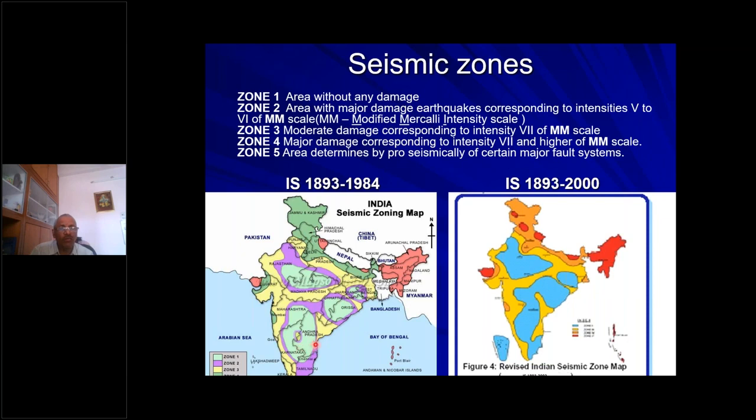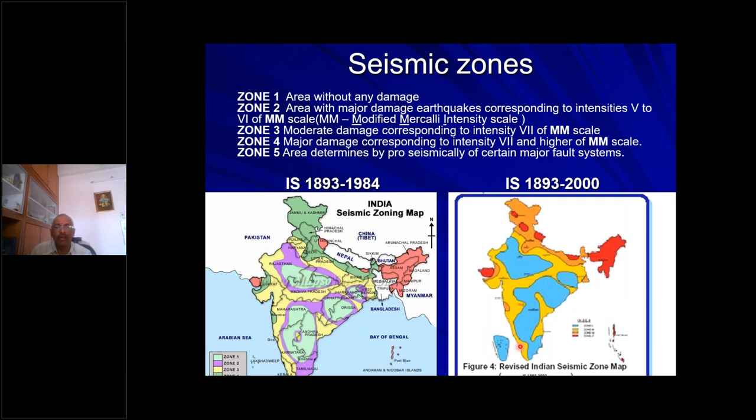Zone 1 is almost a stable zone, almost the Deccan Plateau region and this Madhya Pradesh region; these are the stable regions actually. But over a period of time, when they observed the frequent occurrence of earthquakes, they revised this particular zoning map. In 2000, they revised, and that same map continues even in 2016. In this, zone 1 is eliminated. Zone 1 is merged with zone 2 actually.